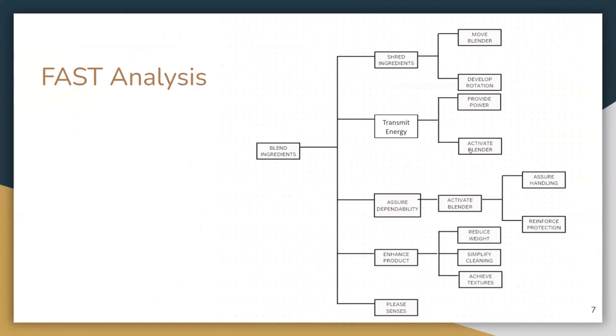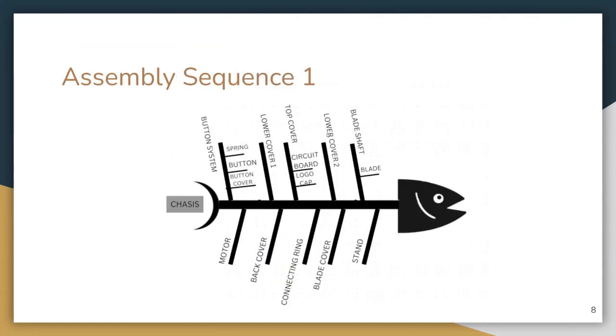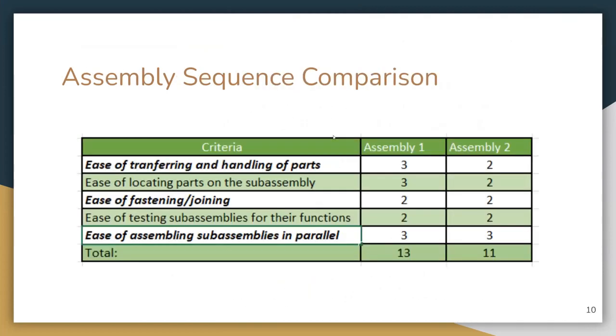For our product analysis, we first did a FAST analysis and identified two new branches of transmit energy and shred ingredients. For our first and second assembly sequence, we did a comparison to identify which was stronger, and assembly 1 ended up scoring higher than assembly 2.